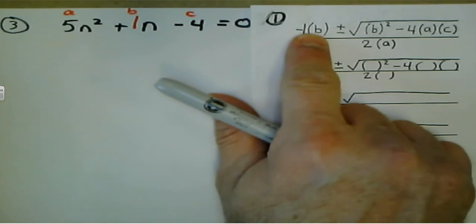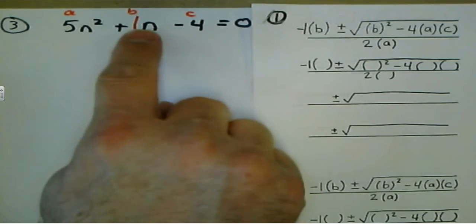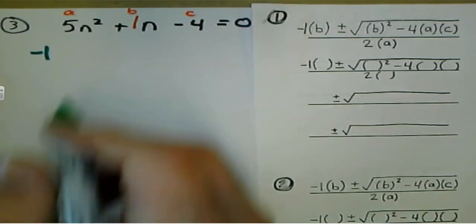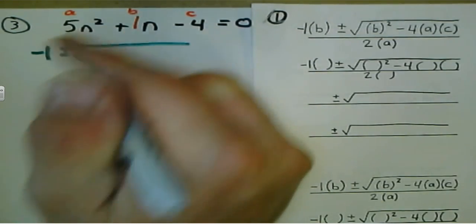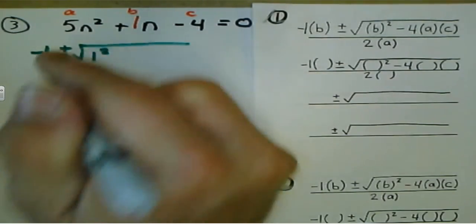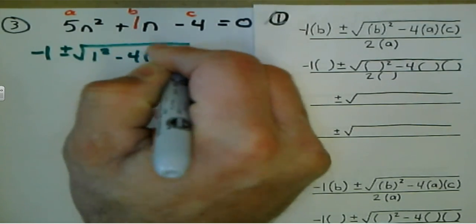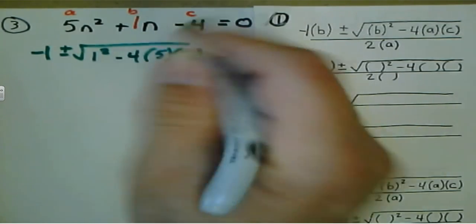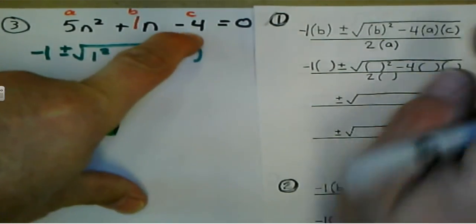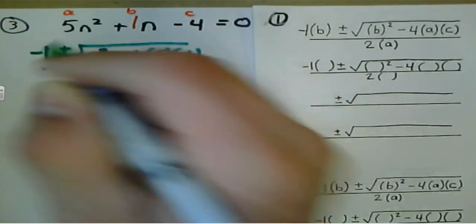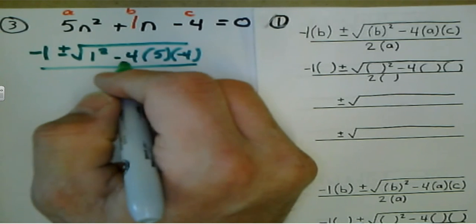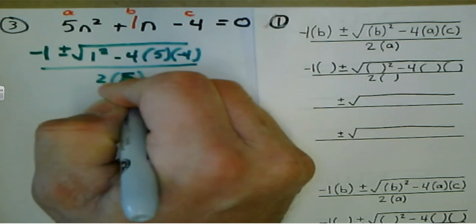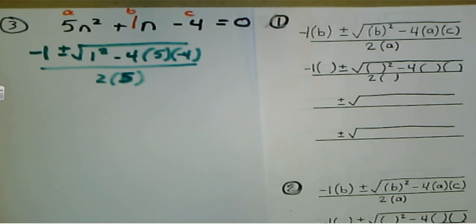So we want the opposite of B, or negative 1 times B, which is the opposite of B. B is 1, so it's negative 1. Plus or minus the square root. We have B squared, so 1 squared. We'll put the negative 4, and then what? A is 5, right? C is negative 4. A is 5, 2 times A. Whoops, which should be a 5. I put the A down, 2 times 5. So that's that part. That's how I would use that as a reference.